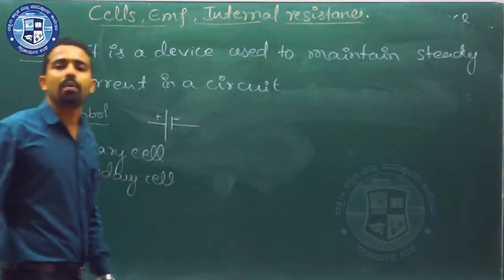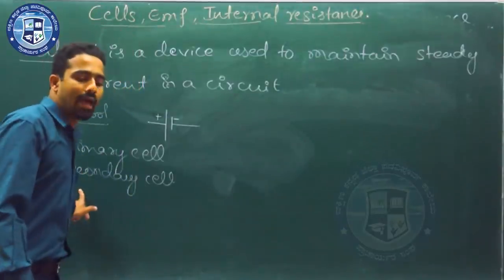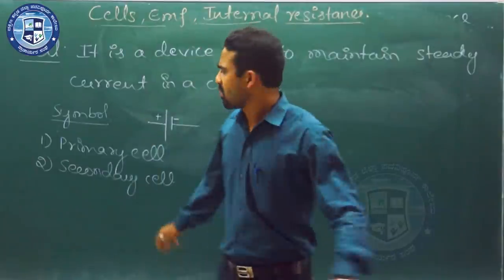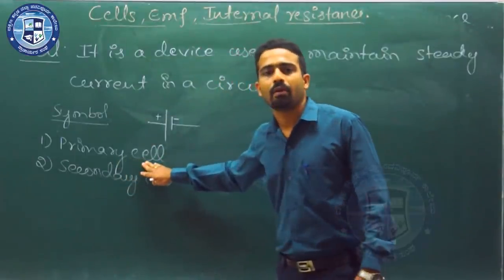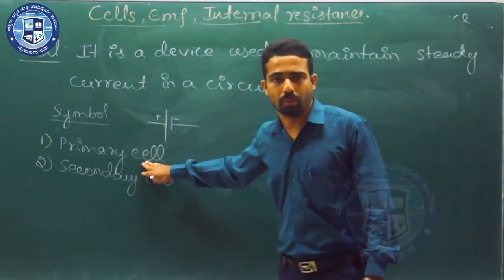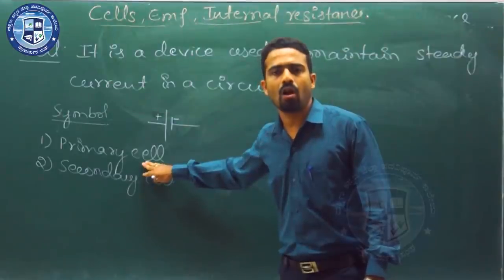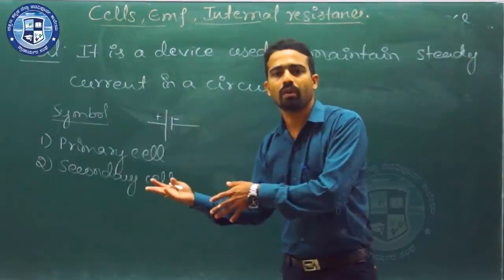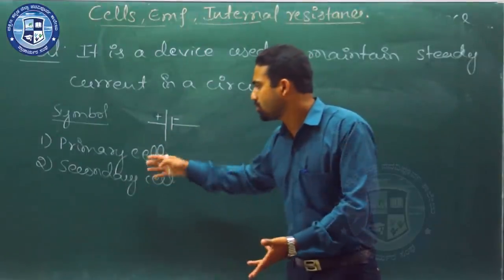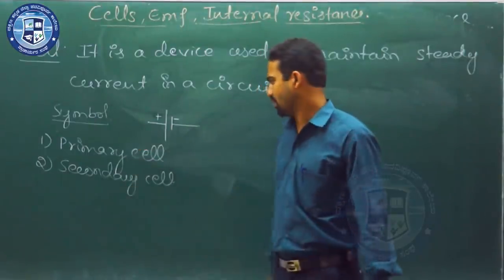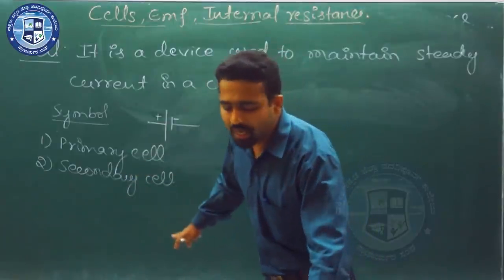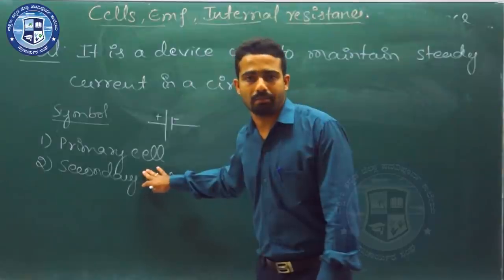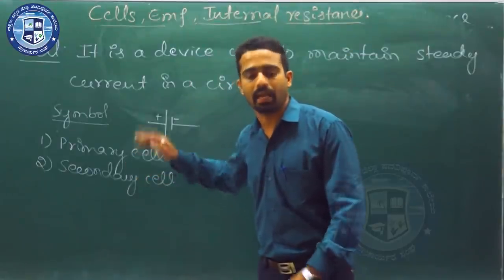But what is the difference between the primary cell and the secondary cell? A primary cell is a cell which is non-rechargeable. We cannot recharge it again and again. Once you have used it, we cannot use it again. That is a primary cell. Then secondary cells are the cells which are rechargeable. You can use them again and again.